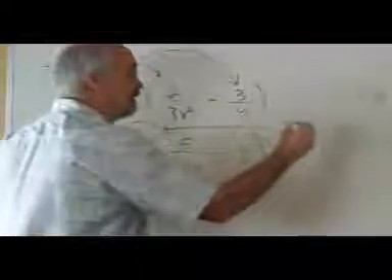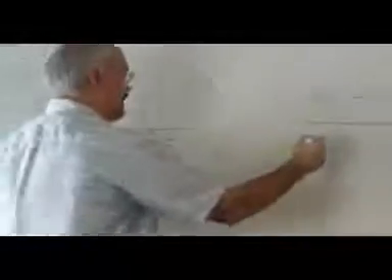When I multiply this one times that, the y is going to cancel, one of the x's is going to cancel, and I'm going to get 3x times 5, right? Which is 15x. When I multiply this one, I'm going to get minus 12x squared y.